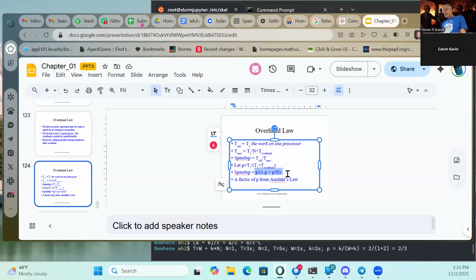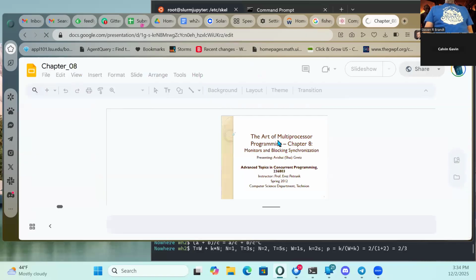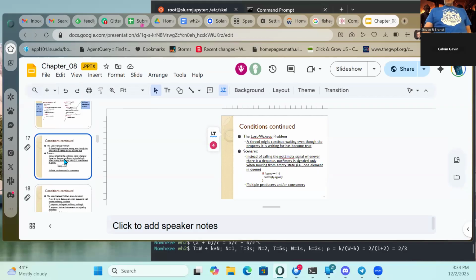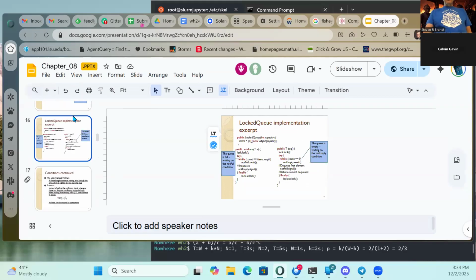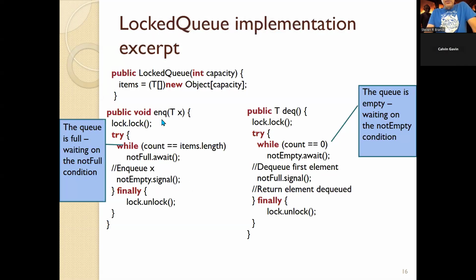Lost wake up problem. So the lost wake up problem. Chapter 8, slide 17. Okay, so we have a scenario here. We were talking about the queue, and what we're doing in this version of things is every time we enqueue, we signal not empty. And every time we dequeue, we signal not full, right?